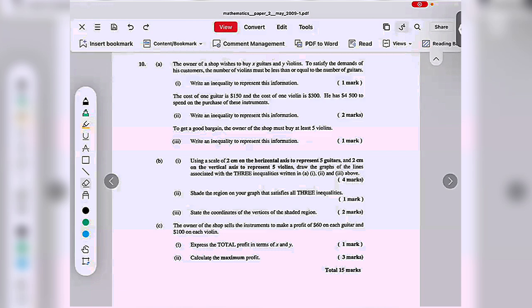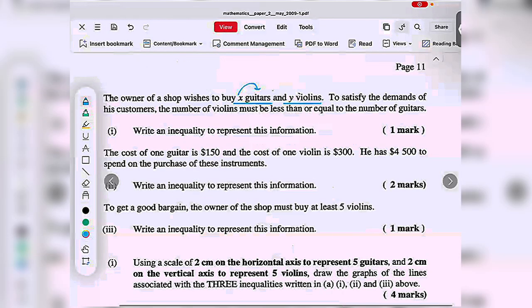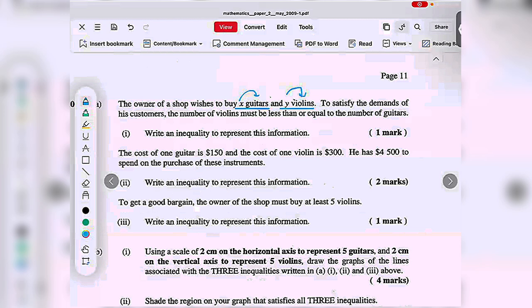All right, let's go. So the owner of the shop wishes to buy X guitars. Let me just highlight as I go along. The owner of the shop wishes to buy X guitars and Y violins. So right away, as I start to read, I know which letter represents guitar, and I also know which letter represents violin. So we keep that in mind.